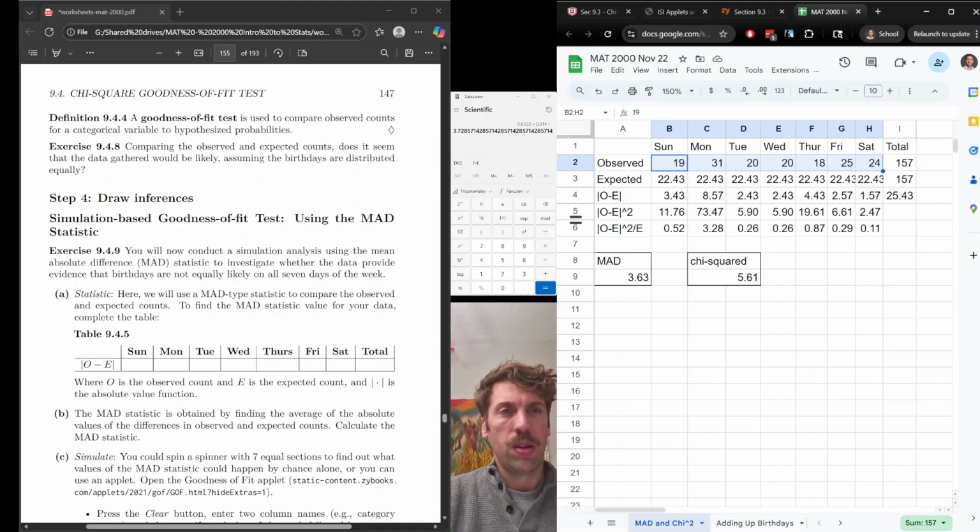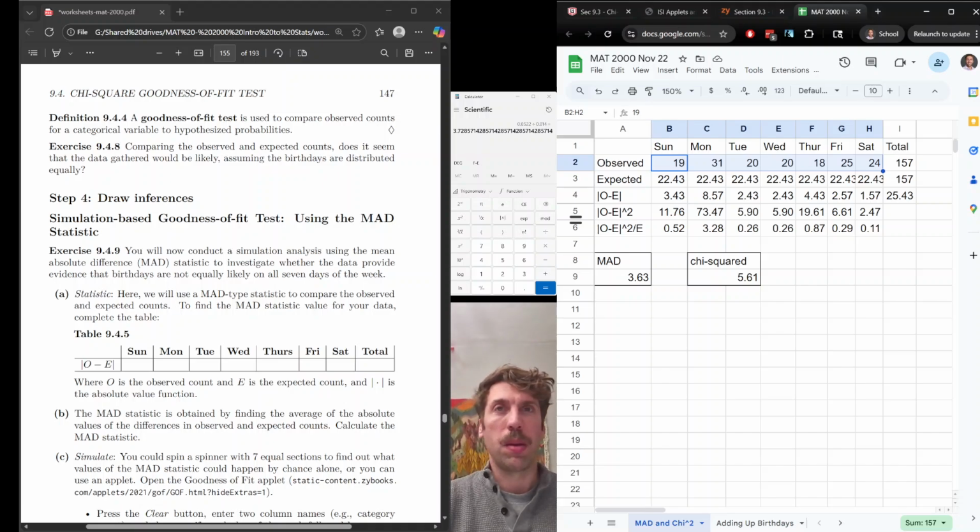Now we've got a little definition here: a goodness of fit test is used to compare observed counts for a categorical variable to hypothesized probabilities. This sort of thing is used often in polling when you know census data about the demographics of an area, and then you have a sample and you ask, does my sample match the demographics?